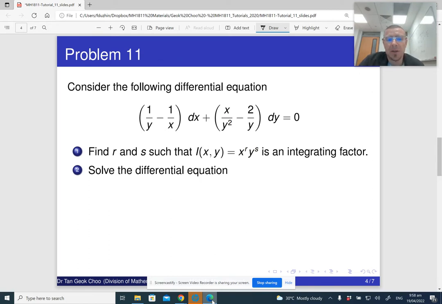And we're supposed to find an integrating factor in the form x to the r times y to the s, and then proceed to solve the differential equation, right? So how do we do that? To do that, you should understand what an integrating factor is. An integrating factor is something that you multiply this differential equation with, and then it becomes exact after multiplication, right? So we've got to multiply the whole thing by x to the r times y to the s.